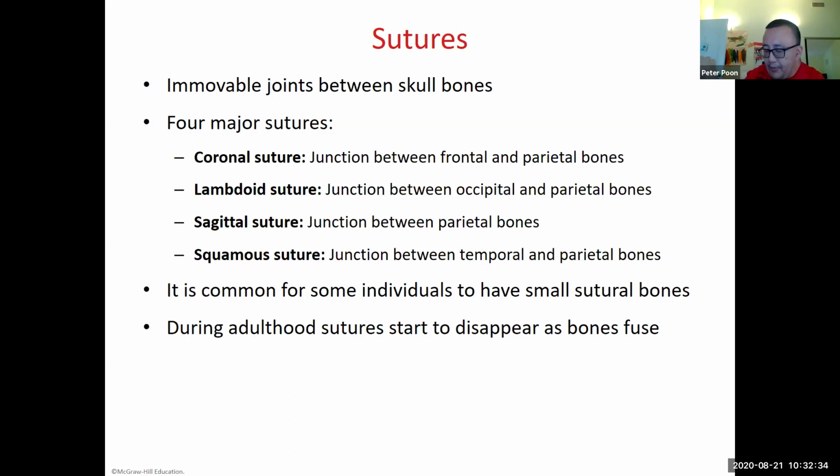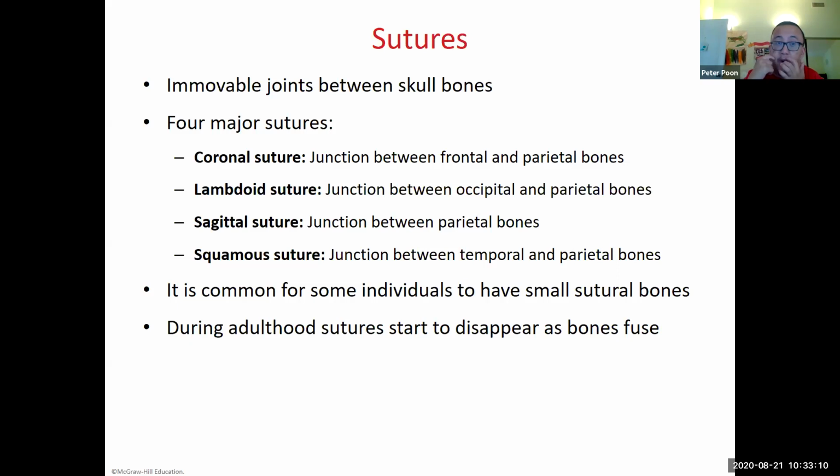The first thing I want to point out are the 4 major sutures. A suture is a jaggedy line. I'll explain more about what a suture actually is when it comes to joints. But a suture is basically when the joint looks kind of like this. The 4 major sutures of the skull, like there's a jaggedy line across the skull: the coronal suture, lambdoid suture, sagittal suture, squamous suture.